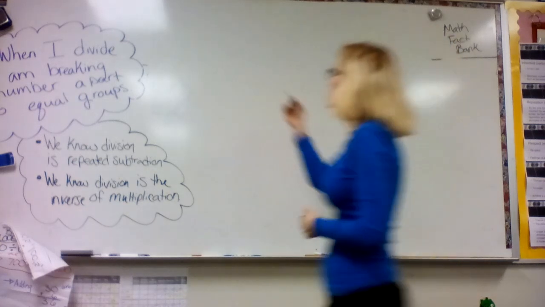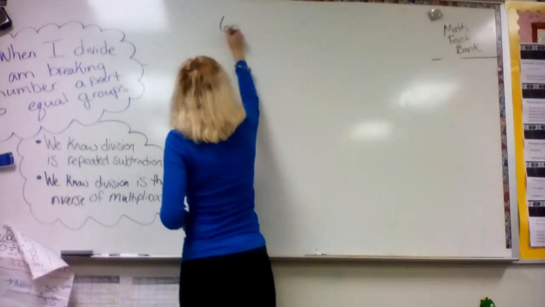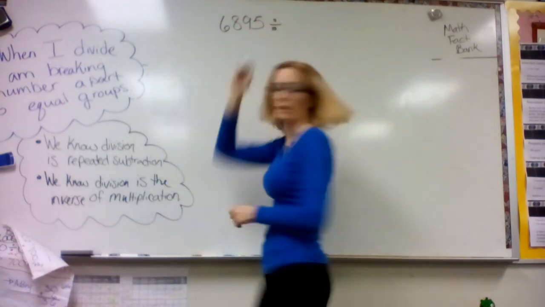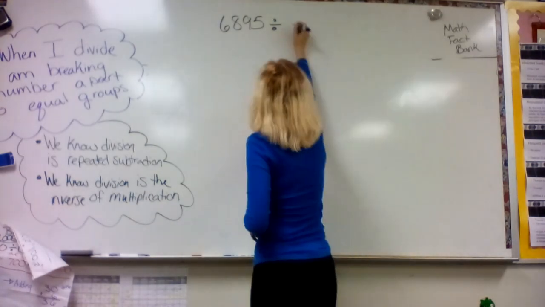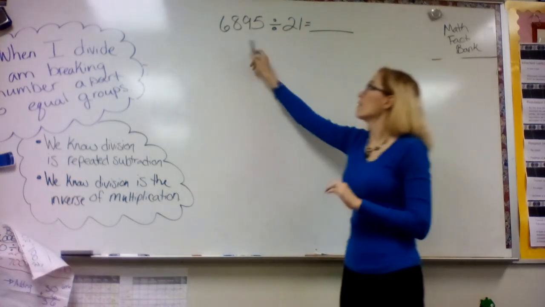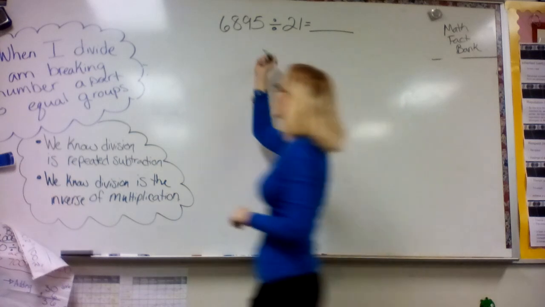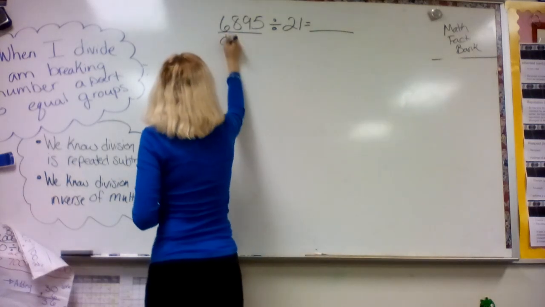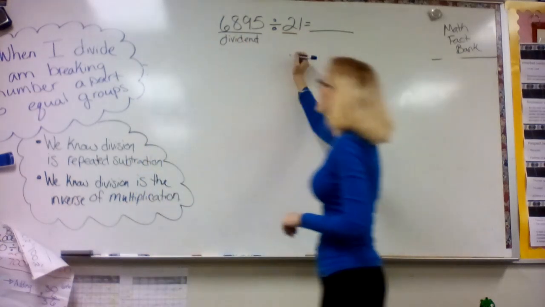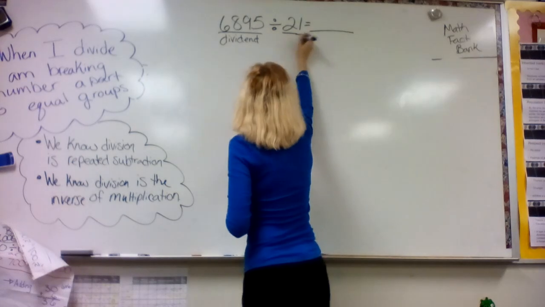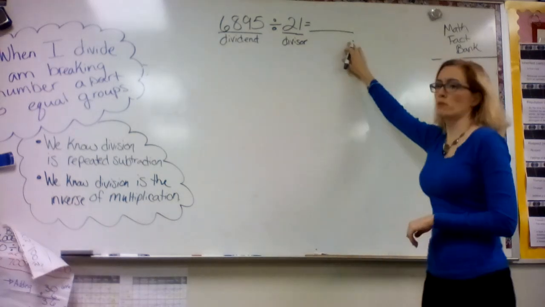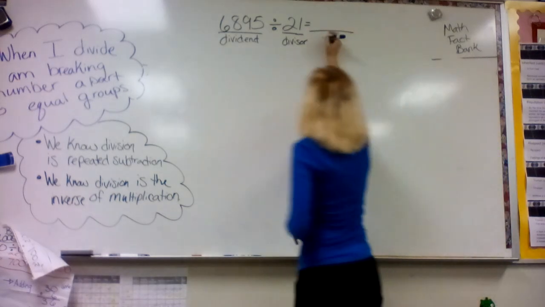So we're going to take the number 6,895, and we are going to divide this guy by 21. And let's review. Our first number is our dividend. Our second number is our divisor. And our answer to our division problem is called our quotient.